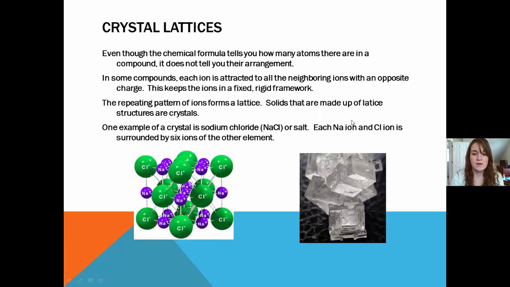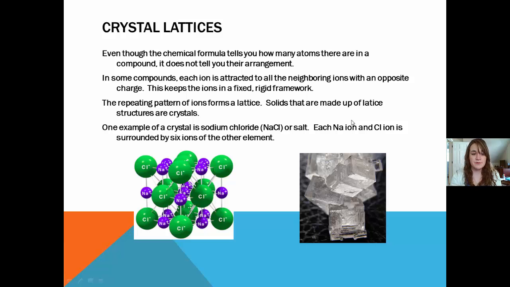Okay. Crystal lattices. So even though we have a chemical formula and we can tell how many atoms there are, it doesn't tell us how they are arranged. So in some compounds, each ion is attracted to all the other ions around it. And when it does that, it makes a very rigid framework. It makes like cubes. That repeating pattern forms a lattice. When solids are made up of a lattice structure, they're crystals.